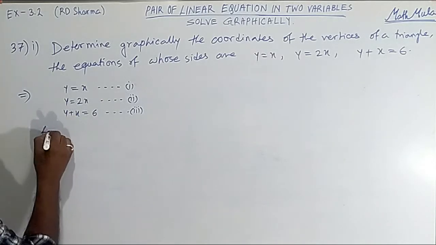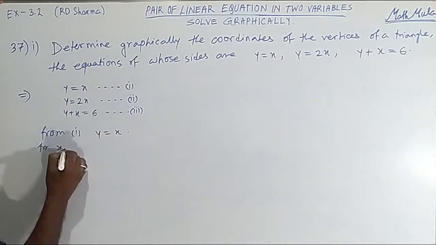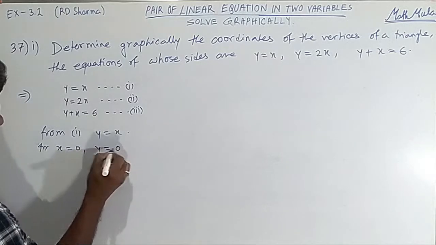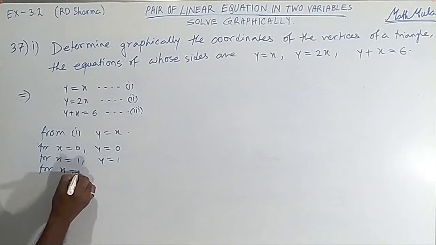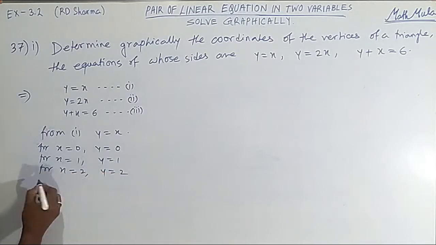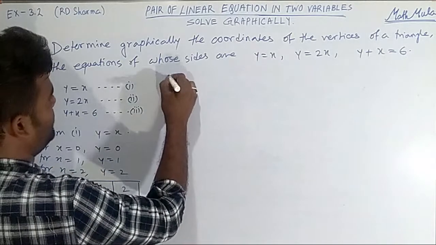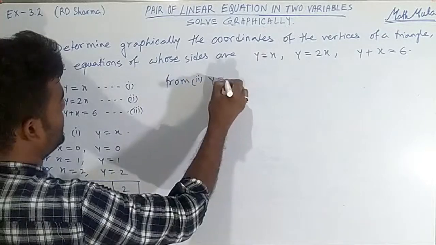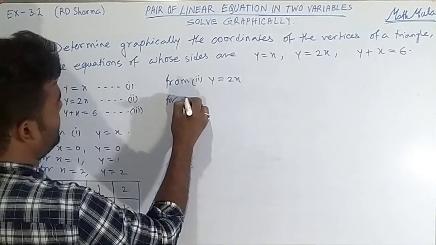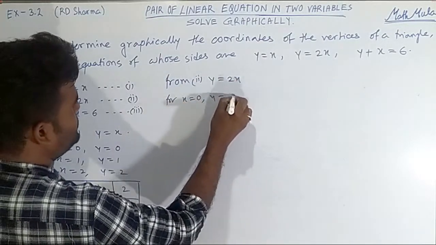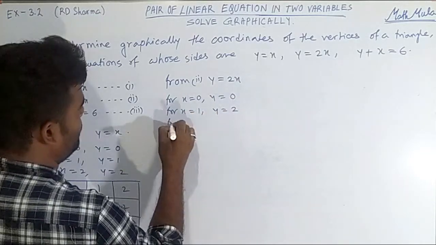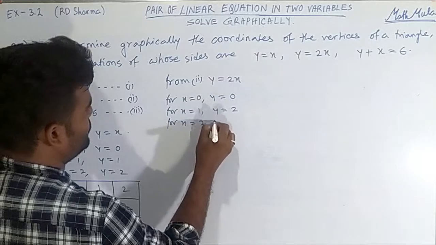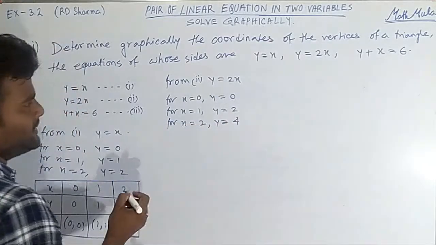Now from equation 1, y equals x. For x equals 0, y will be 0. For x equals 1, y equals 1. For x equals 2, y equals 2. So the table will be as follows. Now from equation 2, y equals 2x. For x equals 0, y equals 0. For x equals 1, y equals 2. For x equals 2, y equals 4. Then we get a table.